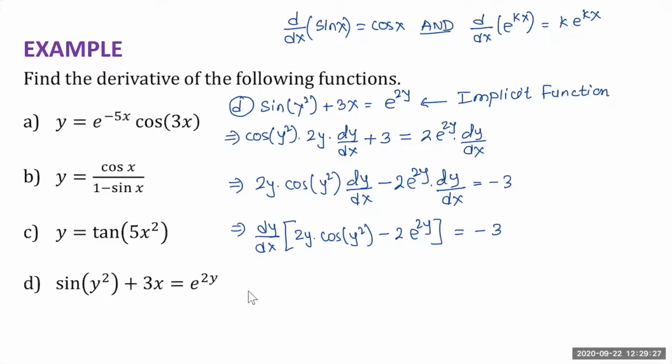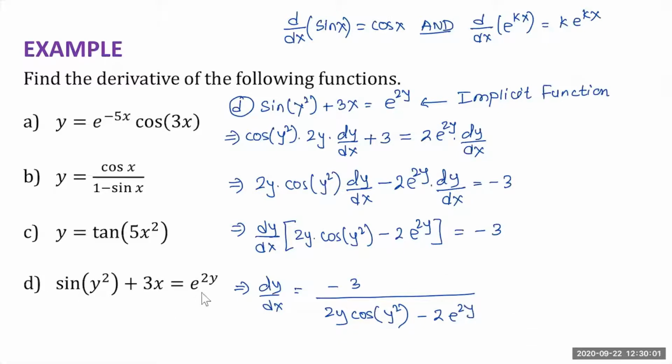In the next step, if you want to find dy over dx, we have to divide both sides by this quantity so that it gets cancelled on the left-hand side. We are left with dy over dx. On the right-hand side, it will be negative 3 over 2y cosine y squared minus 2 e to the 2y. So this is the derivative of the implicit function given here in part D.